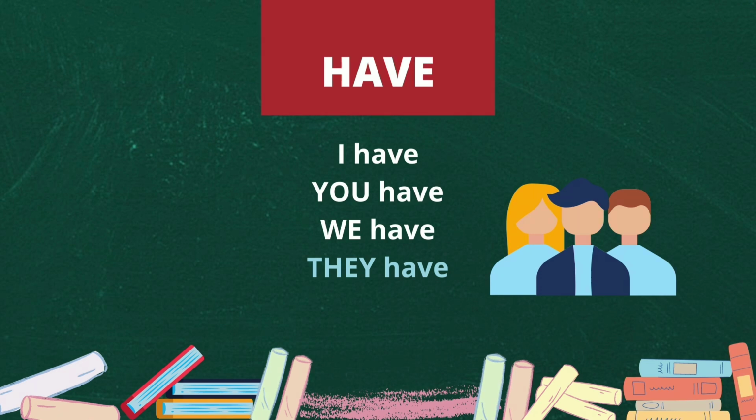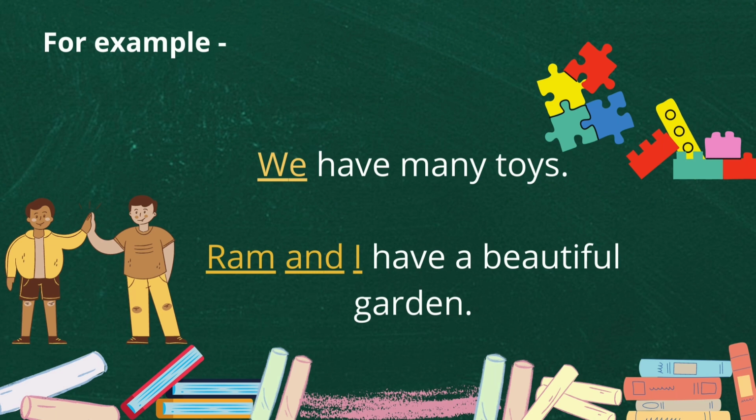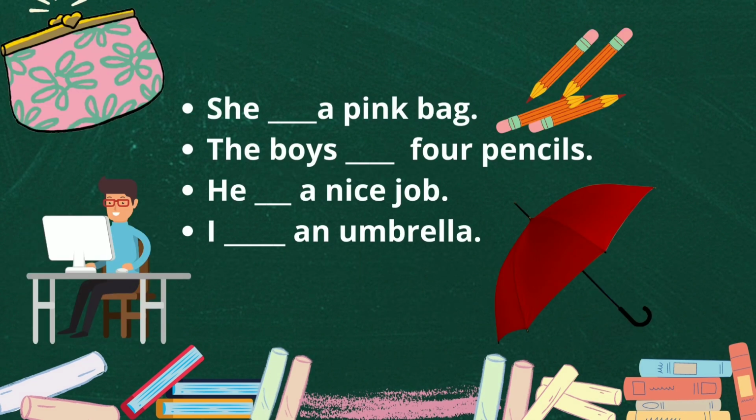For example, we have many toys. Ram and I have a beautiful garden. In both the sentences, we are talking about at least two people. Therefore, we have used have. Let us do some questions based upon whatever we have learnt till now.